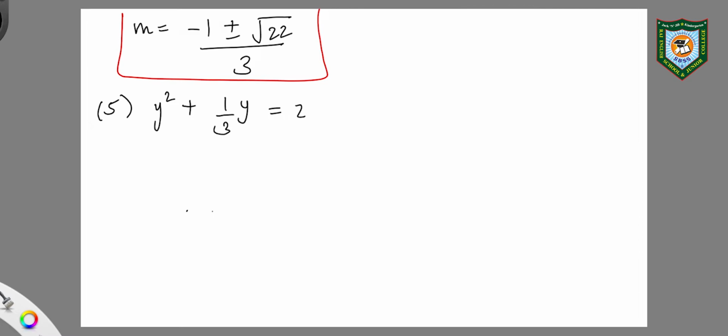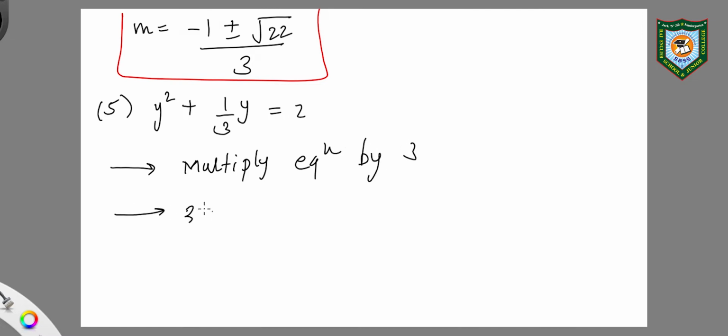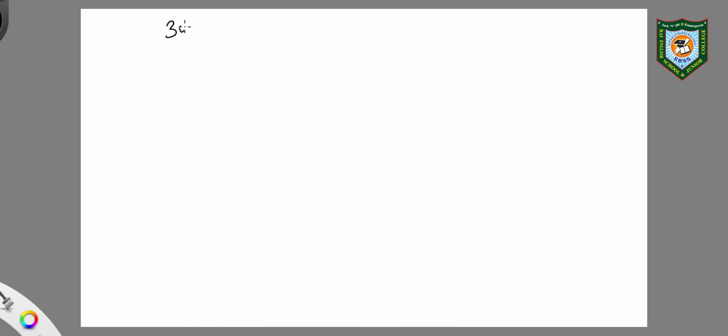So here now we have a fraction involved, so all we need to do is take the LCM or multiply the equation by 3. So let's say I multiply the equation by 3. This gives me 3y square plus y is equal to 6. Now bringing it to standard form, I get 3y square plus y minus 6 is equal to 0.